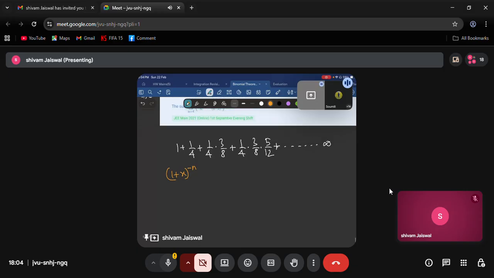Wait a minute. 1 plus x whole to the power n only. Okay, let's see what we are getting. So what is 1 plus x whole to the power n? It is 1 plus nx plus n into n minus 1 by 2 factorial into x squared plus n into n minus 1 into n minus 2 by 3 factorial into x cube plus dot dot dot. Okay, so just give me 1 minute.